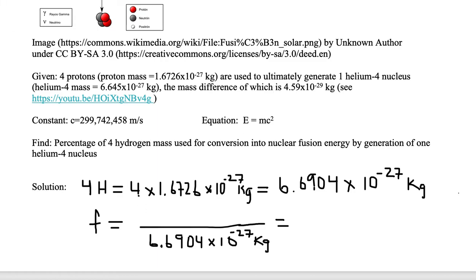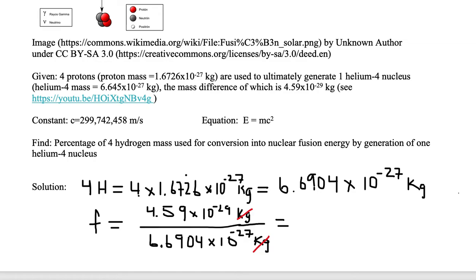So we're going to write this value down. This is the amount that's available. That's the mass difference, 4.59 times 10 to the minus 29th kilograms. That's the amount of excess mass that's available for fusion energy, of which most of it will be used. And this is the amount of mass we started with. Let's divide out like units. Kilogram deletes with kilogram, and we're left with a fraction, which is unitless.